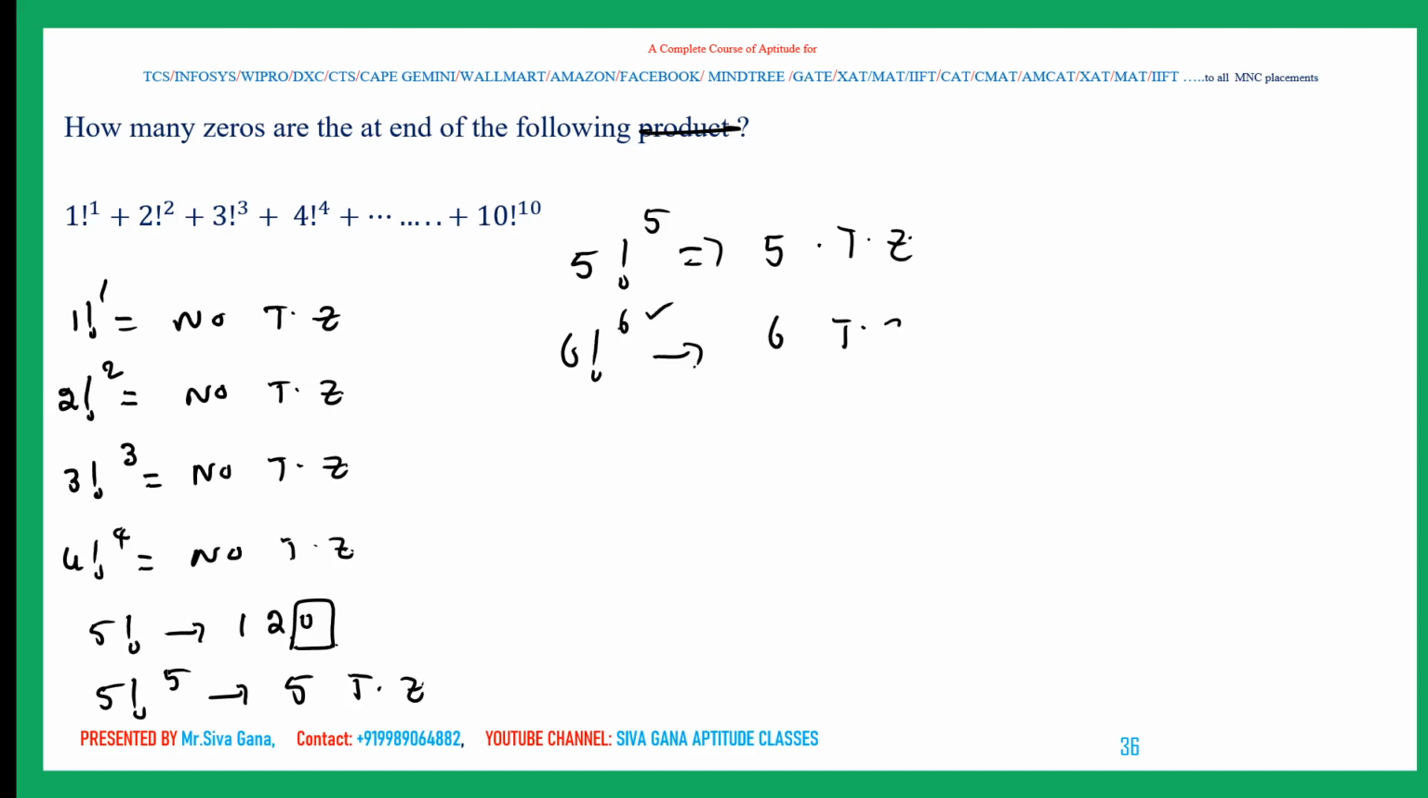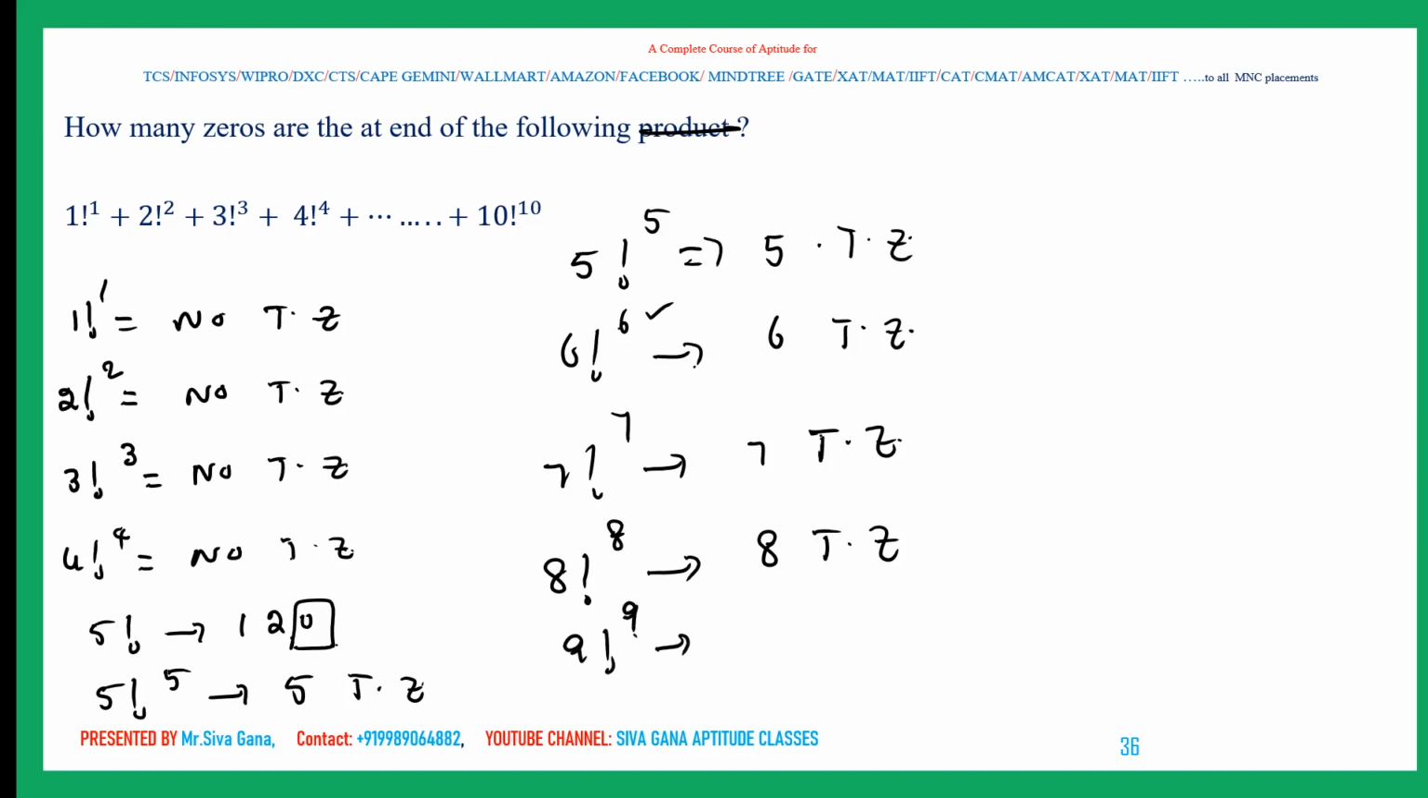6 factorial power 6 gives 6 trailing zeros. Next, 7 factorial power 7. 7 factorial has 1 trailing 0, so 7 factorial power 7 has 7 trailing zeros. 8 factorial power 8: 8 factorial has 1 trailing 0, so 8 trailing zeros. 9 factorial power 9: 9 factorial has 1 trailing 0, so 9 trailing zeros.